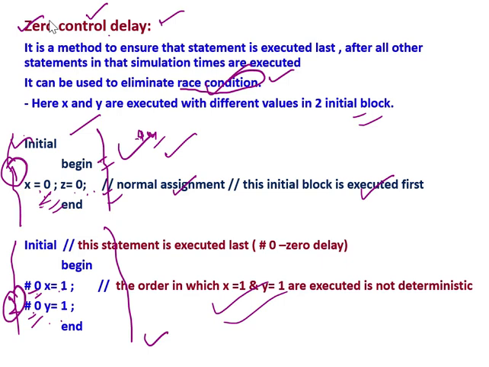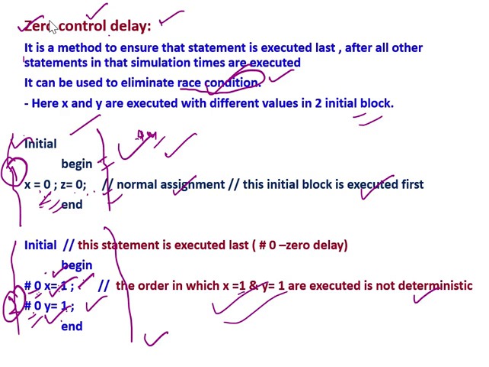And another thing is that for x equal to 1 and y equal to 1, with #0, the order in which x equal to 1 and y equal to 1 are executed is not deterministic. So x equal to 1 can be executed first, or y equal to 1 can be executed first. We cannot say that because the first line is x equal to 1, x equal to 1 will be executed first, then y equal to 1. No, it is not deterministic actually. It is all taken care of by the simulator itself. So we can't say whether we get the output x equal to 1 first or y equal to 1. So this is the use of zero control delay.